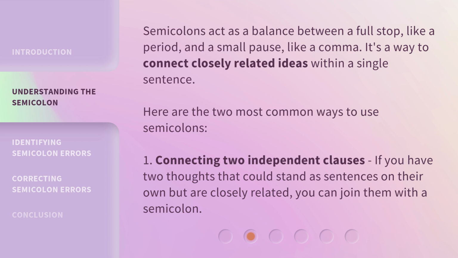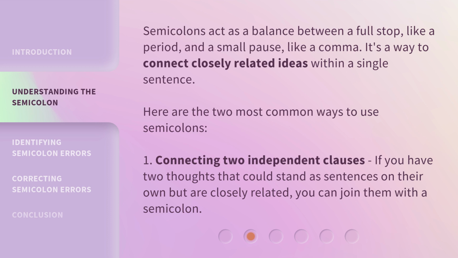Semicolons act as a balance between a full stop, like a period, and a small pause, like a comma. It's a way to connect closely related ideas within a single sentence. Here are the two most common ways to use semicolons.